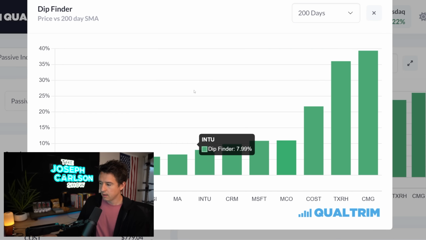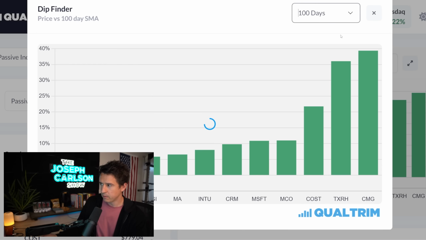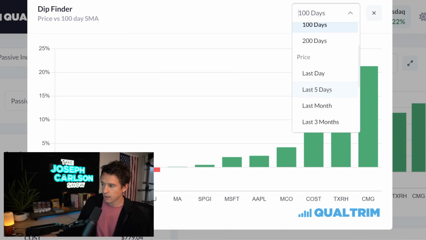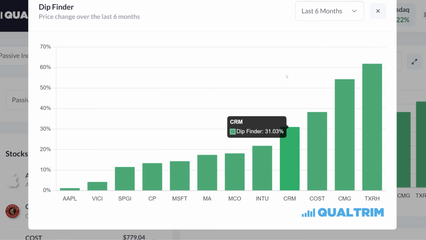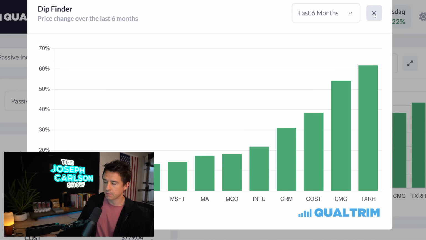Another thing that I look for when I've identified a good company is the moving averages and what companies are going through a dip. So I can look at this stuff as well. I can see all my holdings. I can see the 200-day moving average, the 100-day. I can look over the past 6 months and see what's done really well and what hasn't, right? That can lead me to a different company.